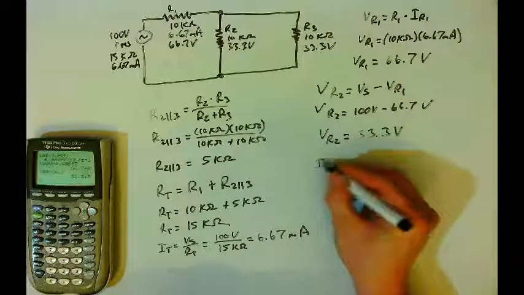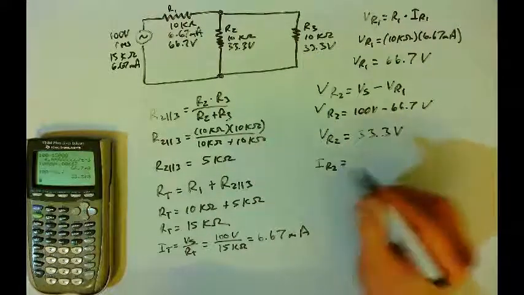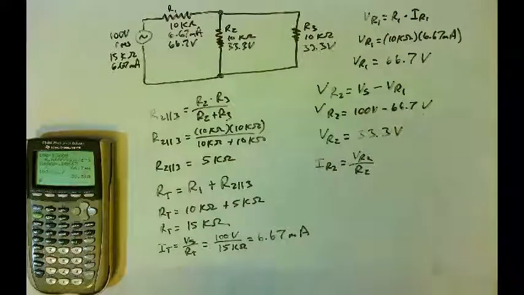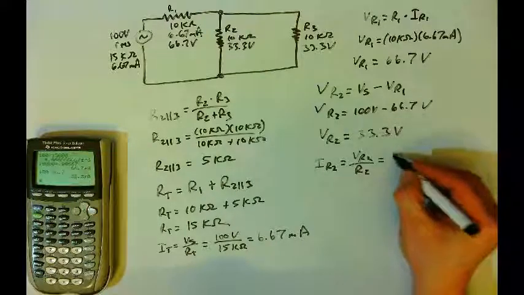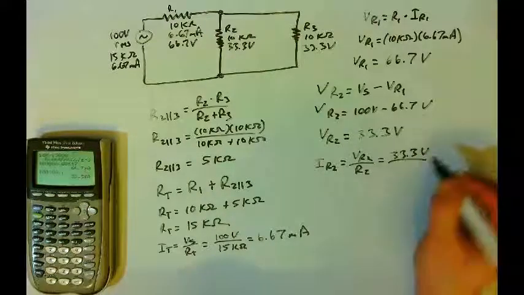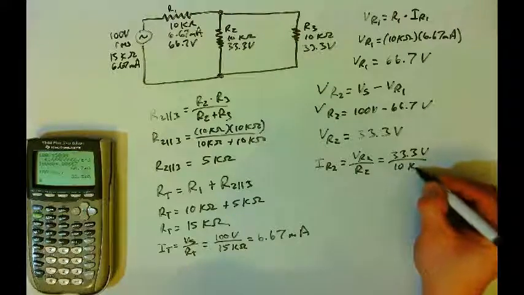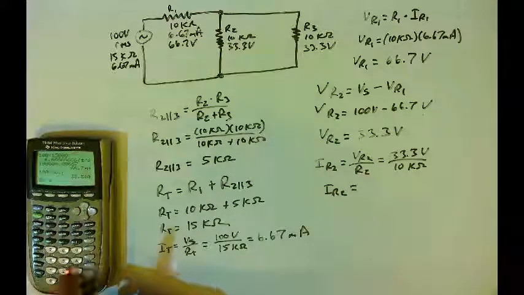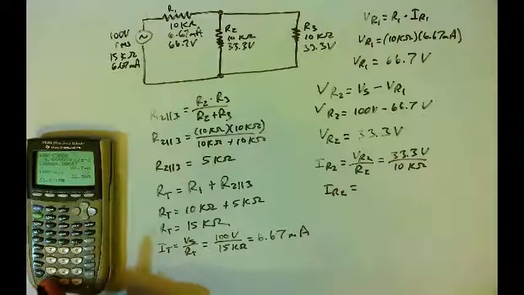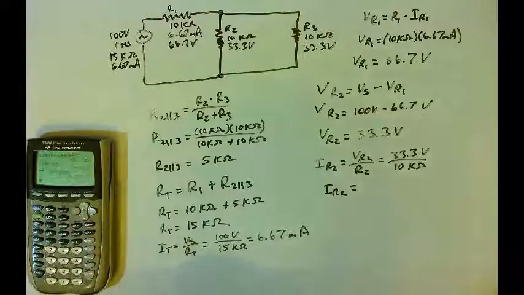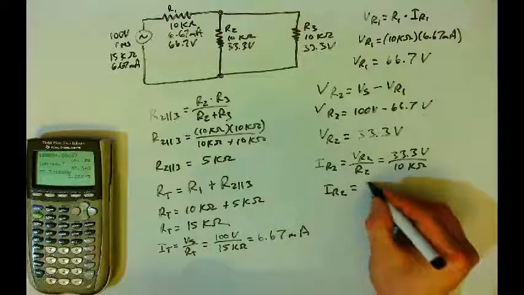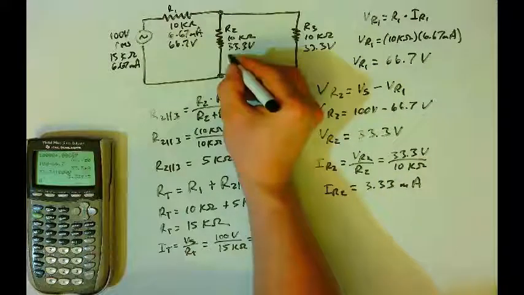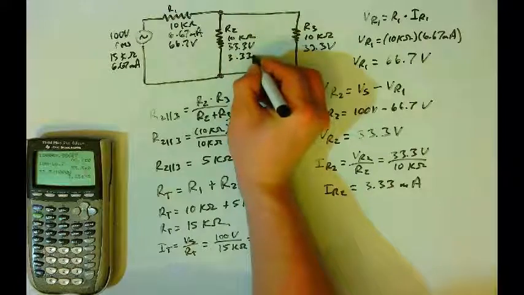And so the current in R2 will be equal to the voltage drop across R2 divided by the resistance value of R2. And so the voltage drop is 33.3 volts. The resistance value is 10 kiloohms. And so the current through R2 will be 33.3 volts divided by 10 kiloohms, which is 3.33 milliamps. And so the current here is 3.33 milliamps.